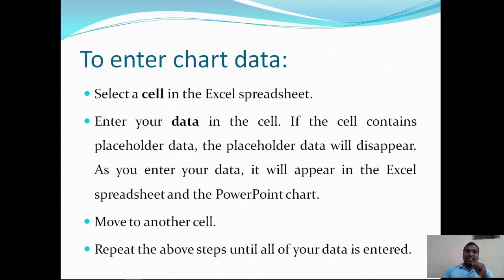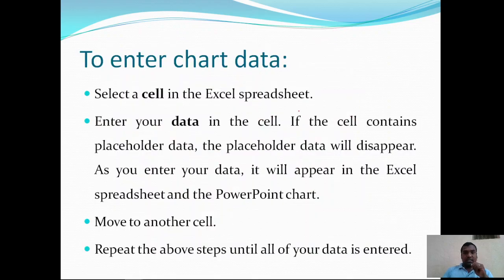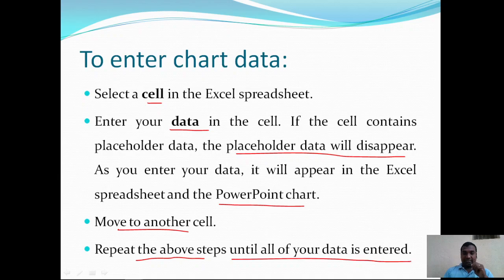To enter chart data, go to this Excel application, select a cell in the Excel spreadsheet, and enter your data in the cell. If the cell contains placeholder data, the placeholder data will disappear. So the default data available in that particular cell disappears, and whatever data we enter will be reflected and available. As you enter the data, it will appear in the Excel spreadsheet and the PowerPoint chart. Move to another cell and repeat the above steps until all of your data is entered.